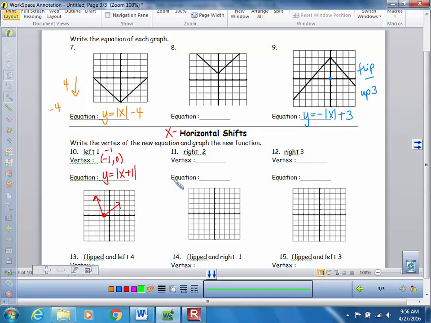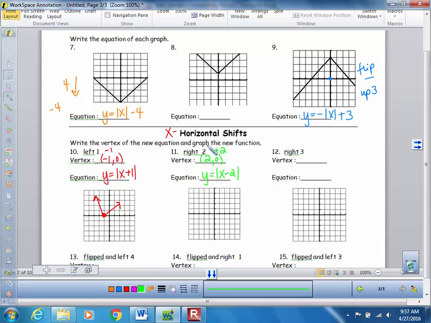Okay, let's look at another one of those. So in number 11, it tells me that it is moving right 2. So my original one moves right 2. That's a +2. So my vertex would be 2, 0. Remember, horizontal is my x value. Now, when I write my equation, my x goes in the absolute value. So it would be y equals absolute value of x, and then I'd have to put, would it be minus or +2? Minus 2. And then I don't have to put +0.